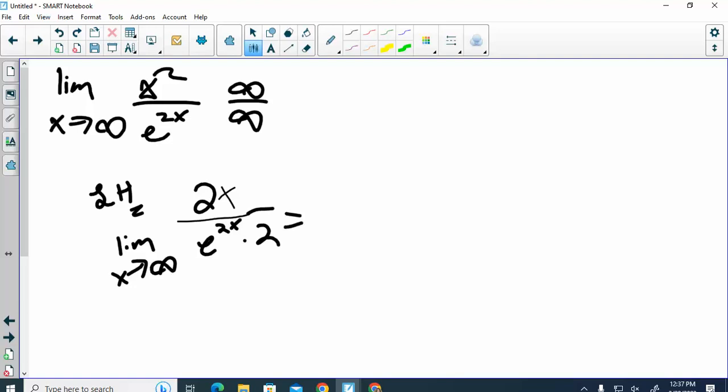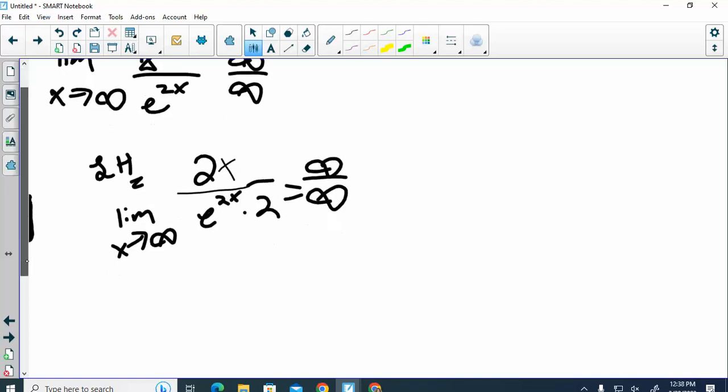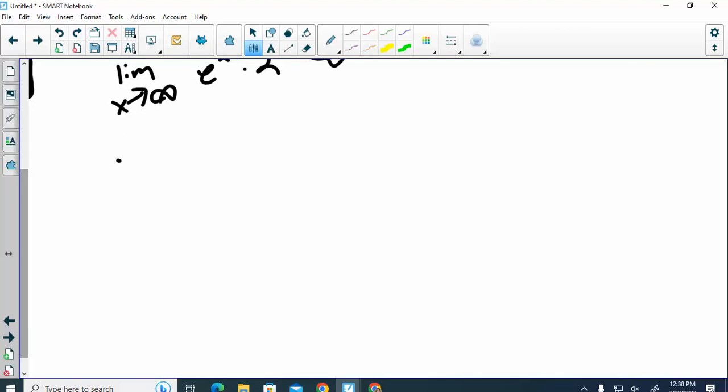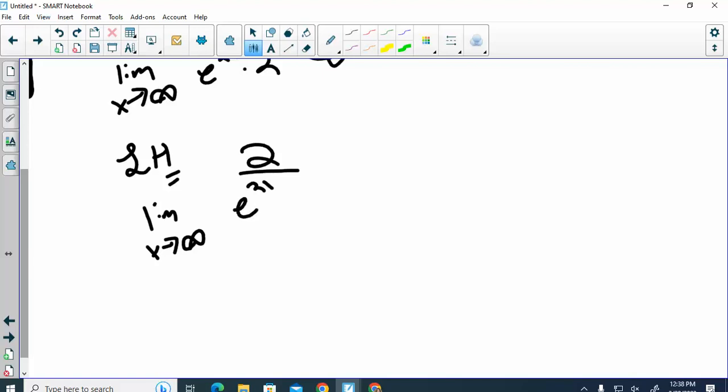Which then, if you were to plug the infinity in there, you still have infinity over infinity once again. You want to do it again. Remember, Ben, to actually write your stuff out, please and thanks. Anyway, derivative of your top gets you a 2. The bottom is still what? E to the 2x again? Now times, so it's already multiplied with the 2, and then derivative of 2x is 2, so now it's times 4.